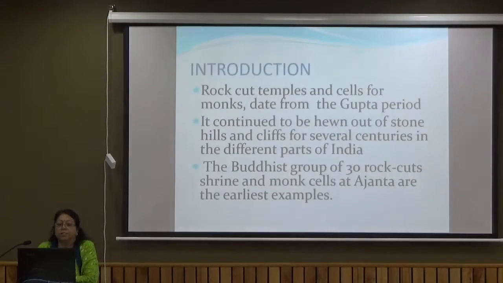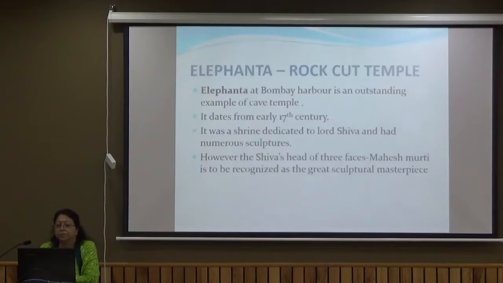Rock cut temples and cells for monks date from the Gupta period, and it continued for several centuries in different parts of India. And the oldest example is the Ajanta cave paintings. Elephanta at Bombay Harbour is an outstanding example of cave temples, and it dates from early 17th century. And this shrine is dedicated to Lord Shiva.